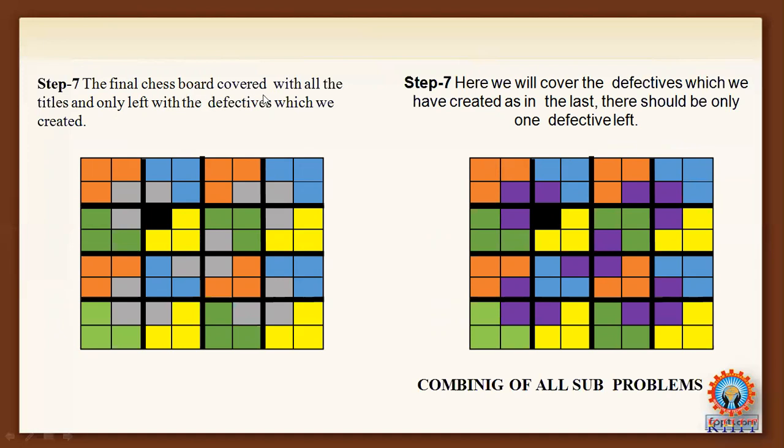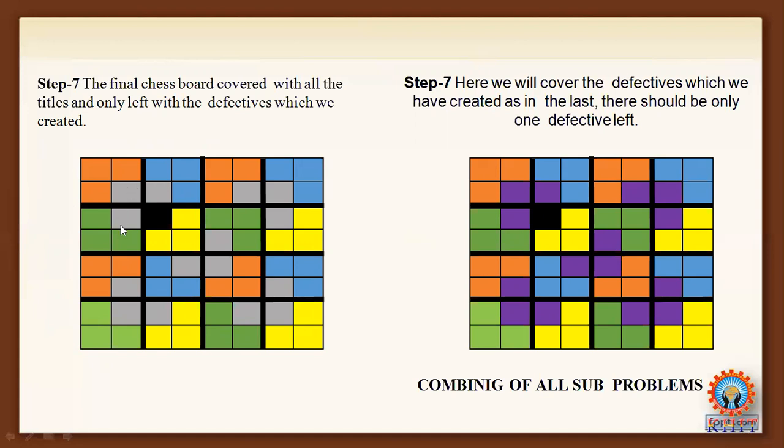So the final chessboard is covered with all the tiles, leaving only the defective squares. If this is considered as the final chessboard, each and every chessboard can contain one defective tile, and the remaining are filled with a prominence. In this way we can do this. Here the prominences we created artificially.